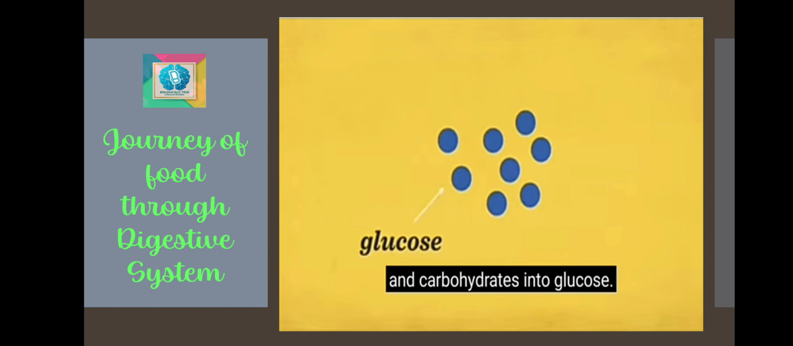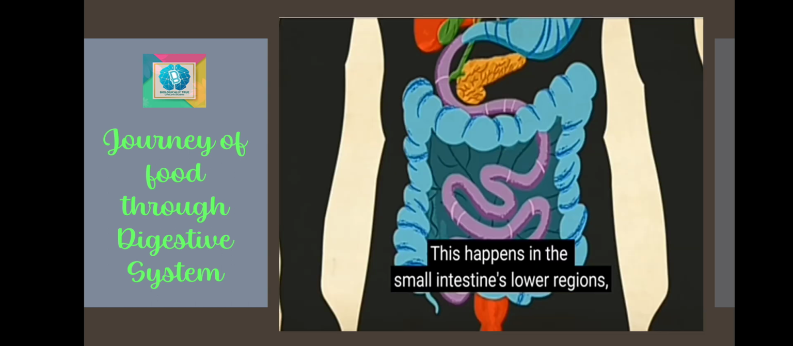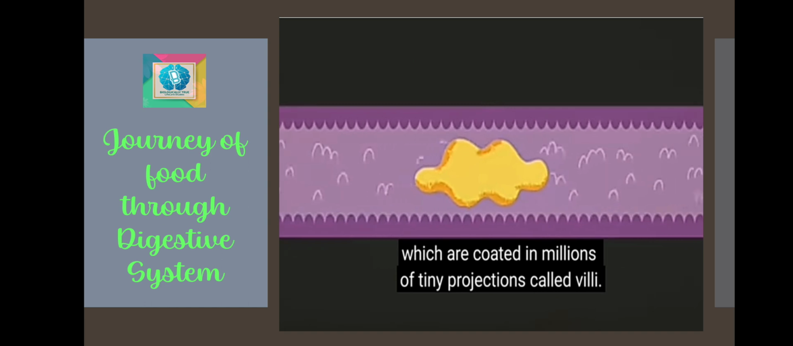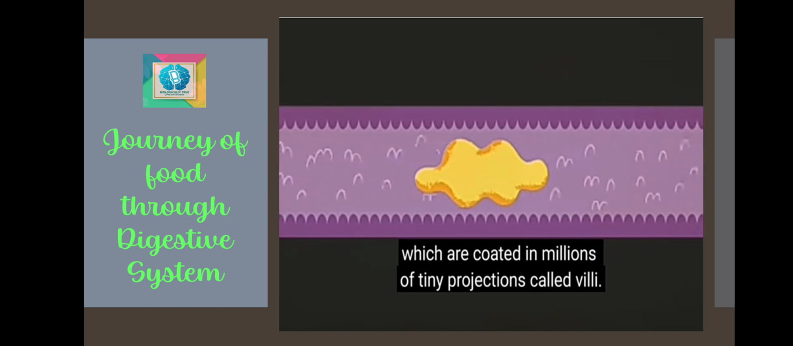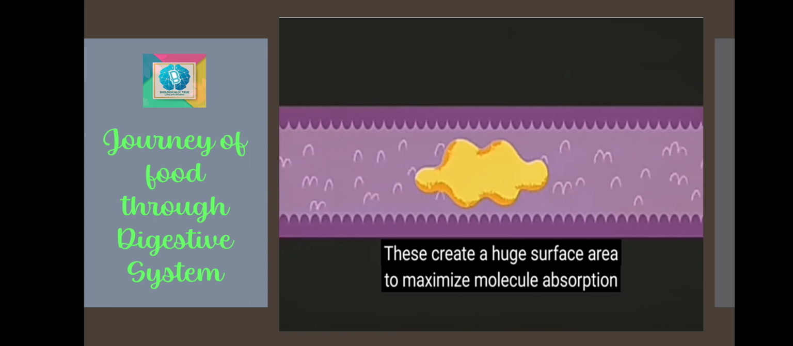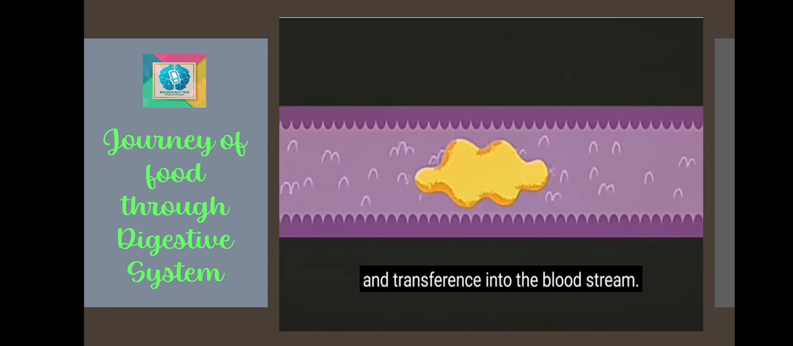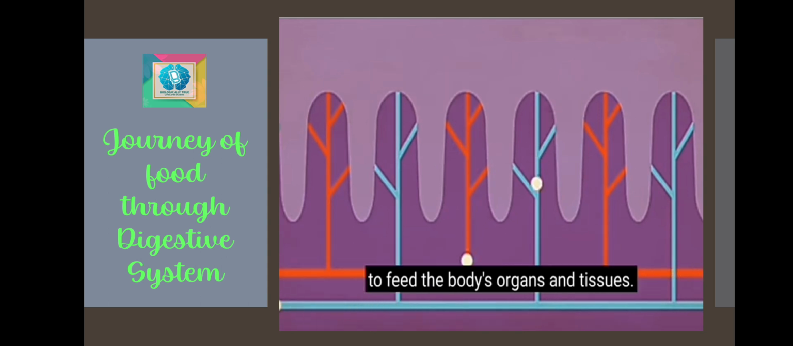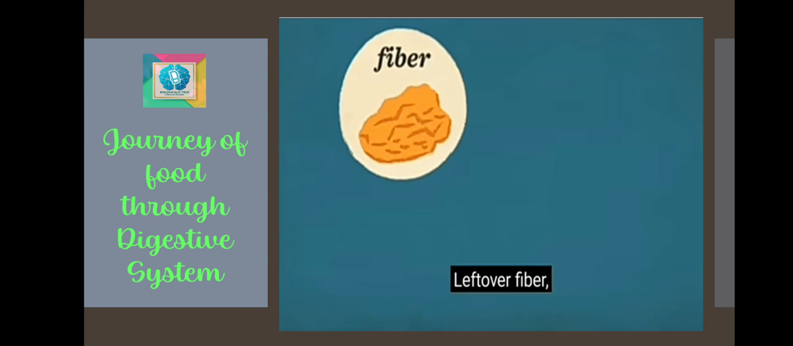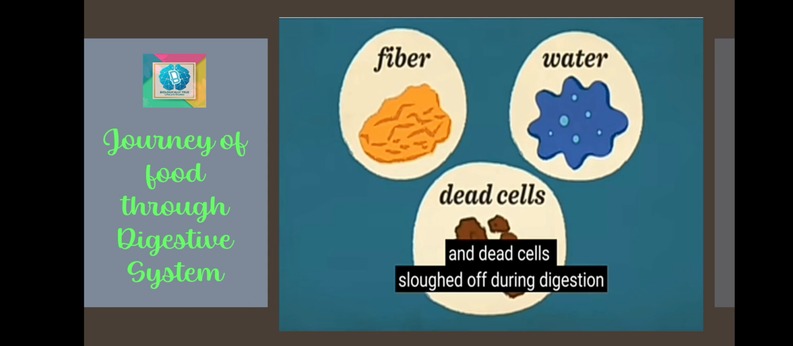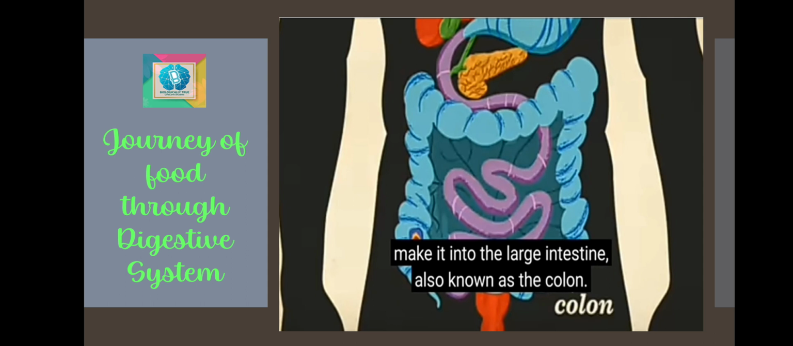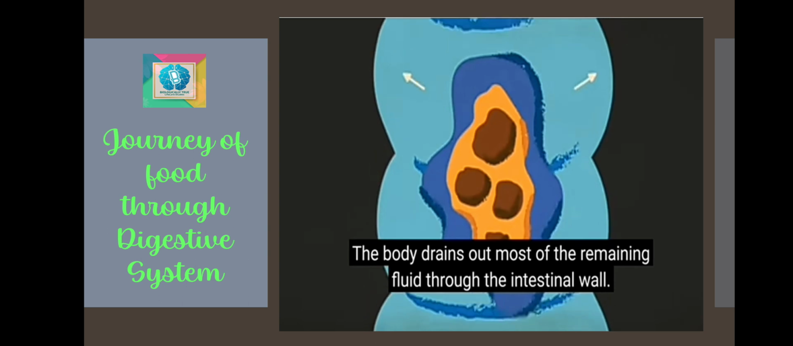This whole thing happens inside the lower region of the small intestine, that is the jejunum and the ileum, which are coated in millions of tiny projections called villi. These villi create a huge surface area to maximize molecule absorption and transfer into the bloodstream. Then the blood takes them on the final journey to feed the body's organs and tissues. But this journey is not yet over. The leftover fibers, water, and dead cells are removed during digestion to make it into the large intestine called the colon. The body drains out most of the remaining fluid through the intestinal walls.